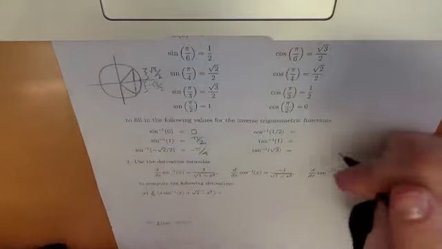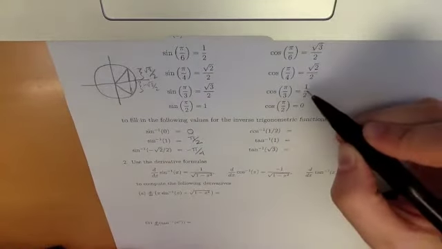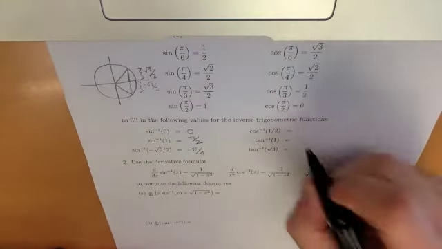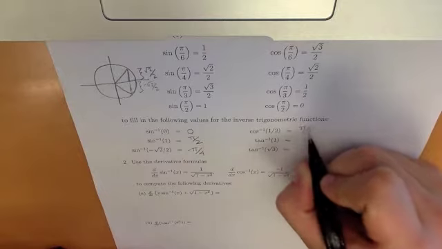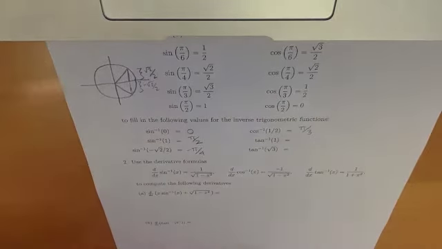Okay, now cosine inverse of 1/2. I look through, I find that cosine of pi over 3 is 1/2. So I get pi over 3 as cosine inverse of 1/2.